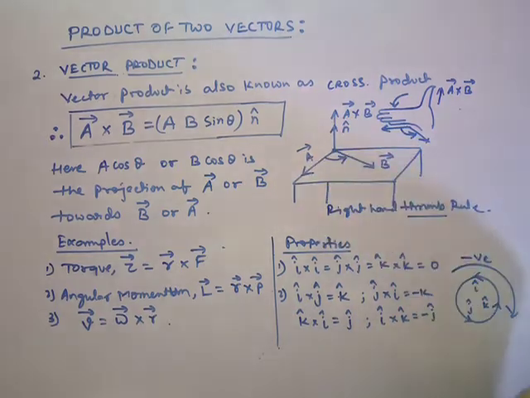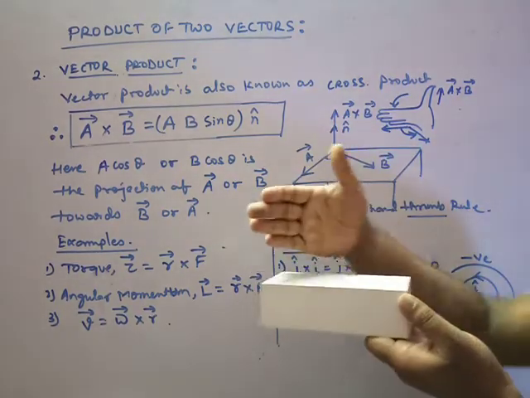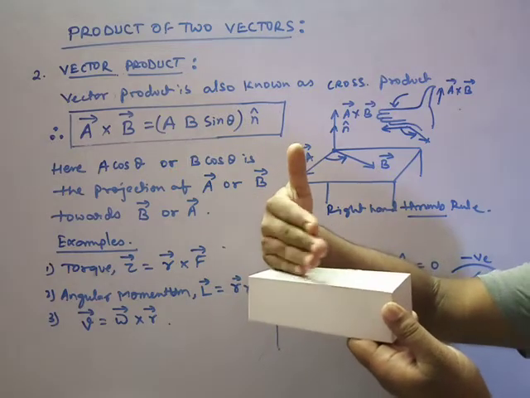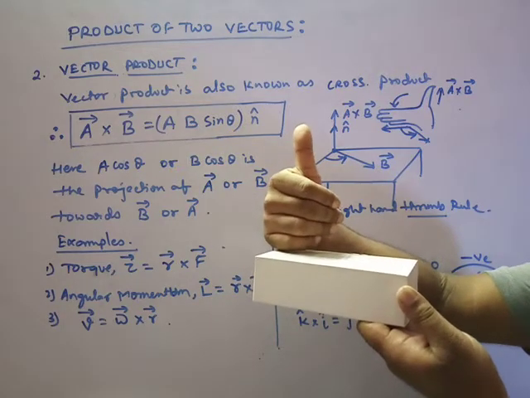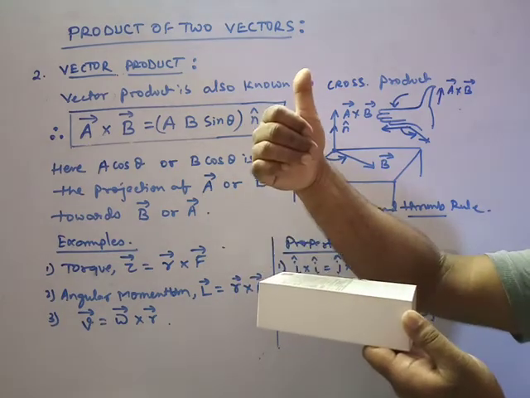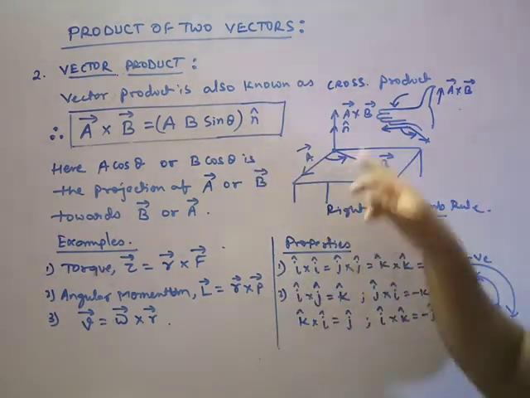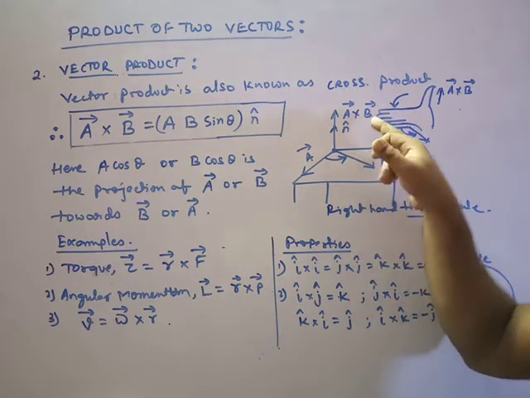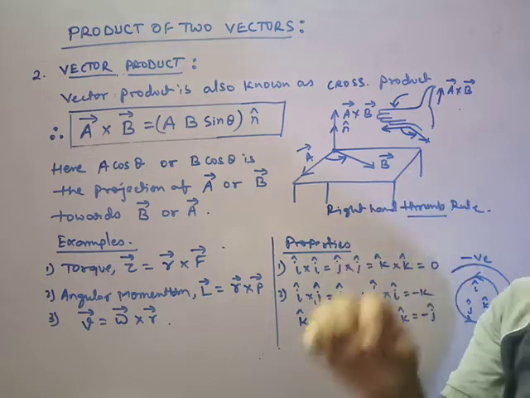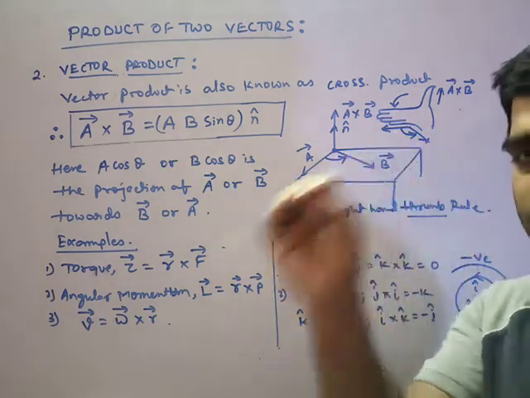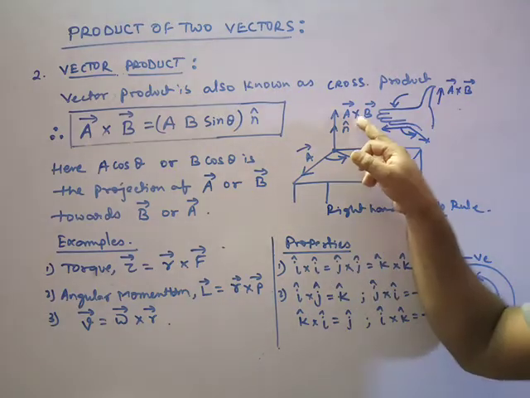For the table, I take a plane in front. So suppose this is the direction of A and this is your B. Toward the direction of B, if I cross, where will it go? If this is X and this is Y, then definitely this is the Z axis. So this n cap indicates the direction of this vector. It shows the direction of A cross B, because we know that a unit vector always indicates the direction of a particular vector. Which vector? A cross B.